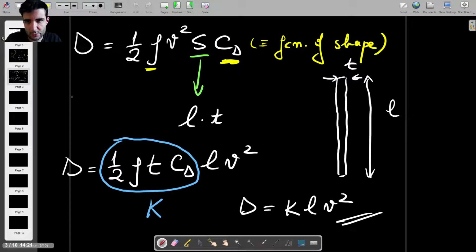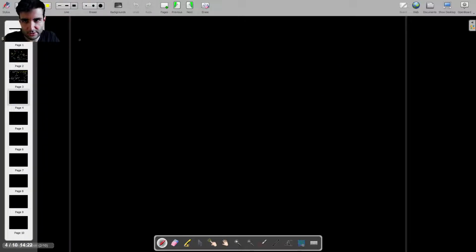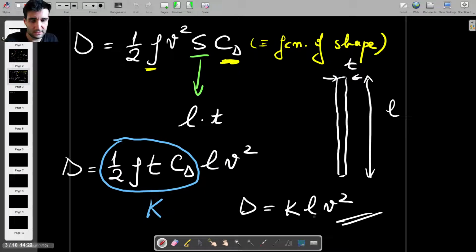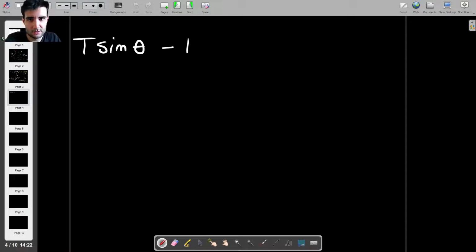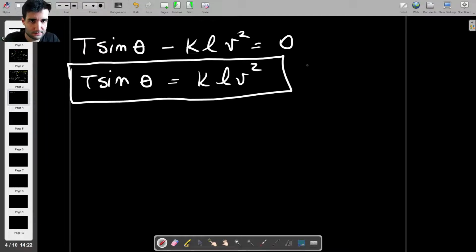And then I will do the same thing with the vertical forces as well. But before that, I will rewrite this in a different way. So we have T sine theta minus drag, and instead of drag, we have K L V squared equals 0. Then we can rearrange this as T sine theta equals K L V squared. Okay, so let's call this one equation 1.